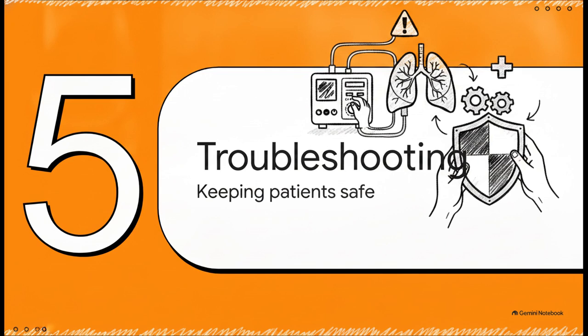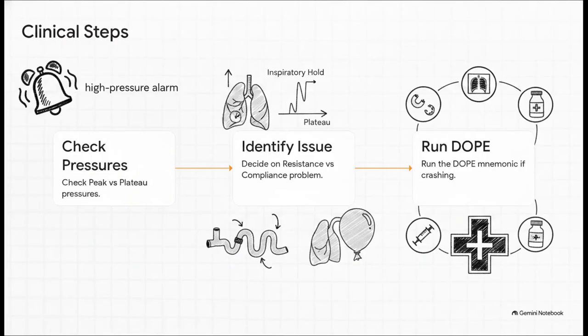Which brings us to our final section, Part 5, Troubleshooting and Safety, because knowing how to take control when things go wrong is everything. When that high-pressure alarm starts going off in the unit, take a breath. Don't panic. Just run through these 3 actionable steps to systematically hunt down the root cause. Step 1. Hit your inspiratory hold button and check peak and plateau pressures. Step 2. Use that exact data to logically decide, am I dealing with a resistance problem in the tubes or a compliance problem in the lung tissue? And step 3, if the patient is crashing fast, instantly run the DOPE mnemonic.